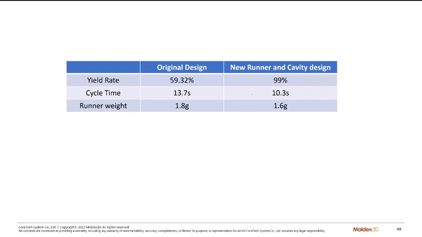And the cycle time reduced roughly 30%, and the runner weight reduced like 11%. Okay, so that's how they fix the problem. First, they find the quality is unstable in each cavity, and they find out that the problem is caused by the unbalanced flow, or the unbalanced runner design. They improve it to make it balanced, and then after each cavity has a similar quality, they can try to fix the weld line issues.